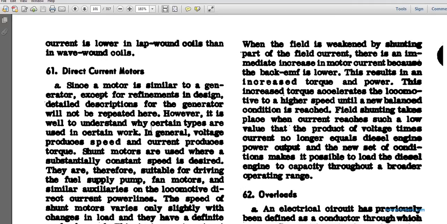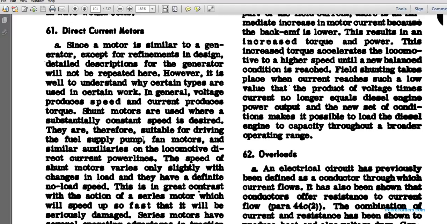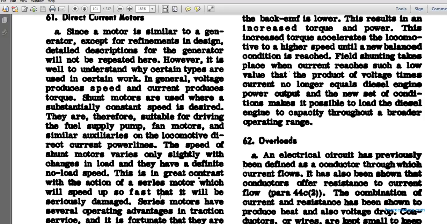The shunt motor is used where substantially constant speed is desired, therefore it is suitable for driving fuel supply in fan motors and similar auxiliary locomotive direct current power lines. The speed of the shunt motor varies slightly with changes in load, having definite load and speed with a greater contrast. Consider the action of the series motor, which will speed up faster.